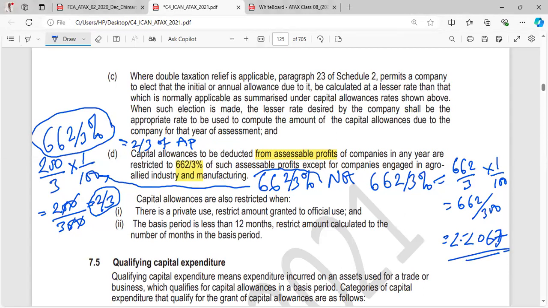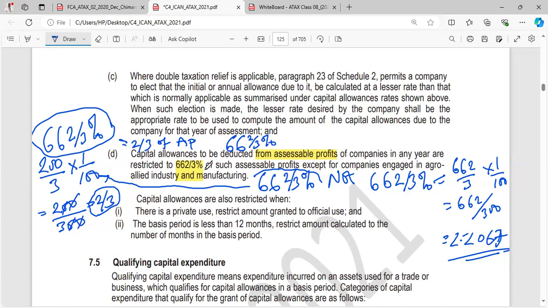So this is what we are looking for. So don't be confused if it looks like a typo. It should be this way. I wrote it before. It should be 66 2 over 3%.